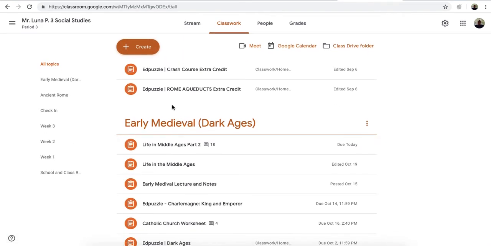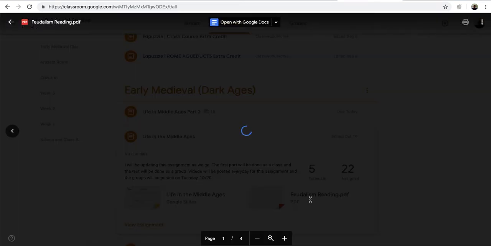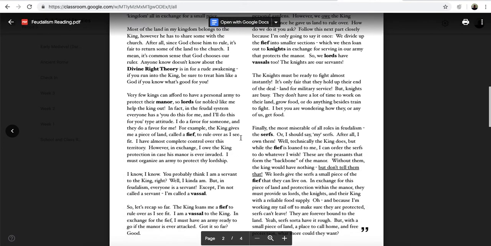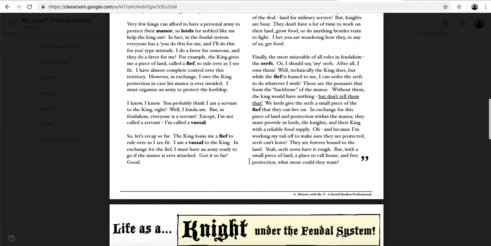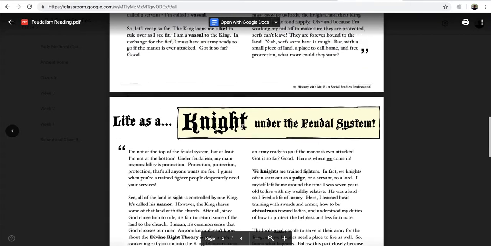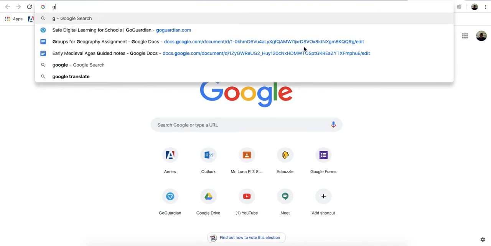So to describe the relationships, you're going to read the information from here. Feudalism reading. Okay? So if you are a lord, you're going to be reading this. Even though we didn't read it as a class, you'll read it. So please read this. If you are a knight, you'll read this. All right? I'm going to post it right there on both assignments. Again, ask me any questions.